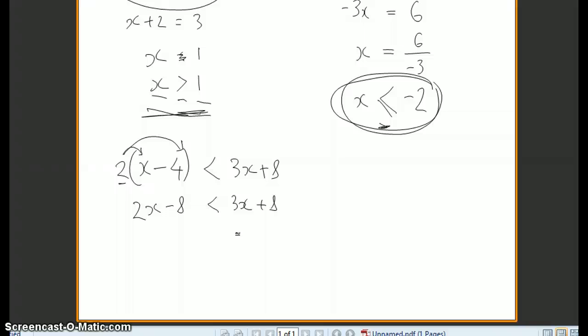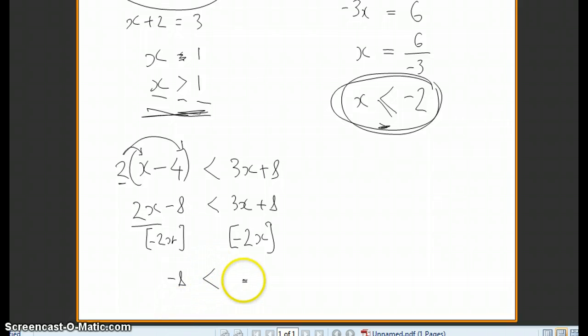Remember, I like to collect x's on the side where there's more of them. So perhaps shifting that 2x onto the right hand side by subtracting it would be a good move. I'll do it that way, and then I'll show you what would happen if I did it the other way. So subtracting 2x from both sides. As long as I do the same thing to both sides, we've got a seesaw that stays in balance. So on the left hand side now I've got minus 8.